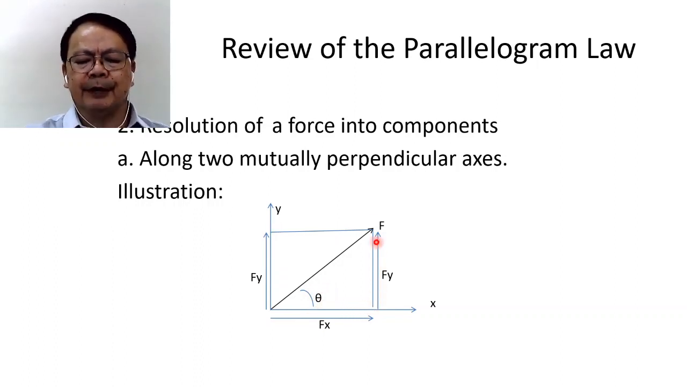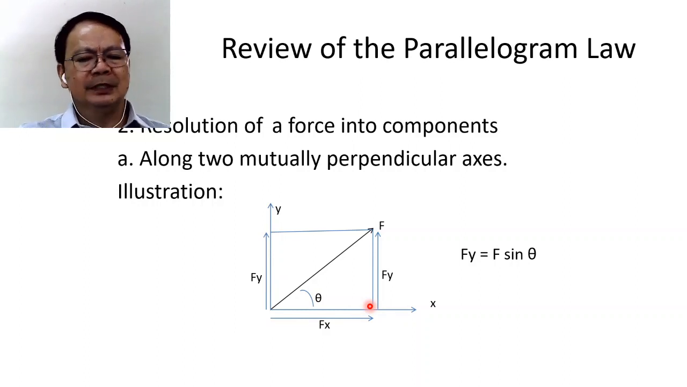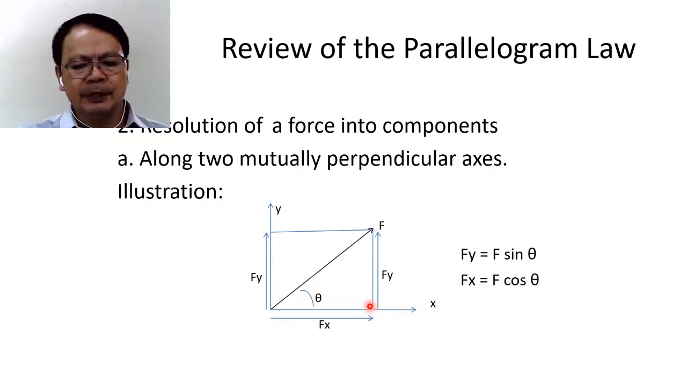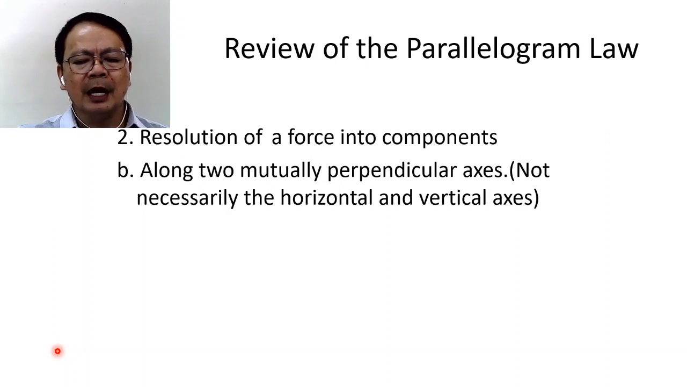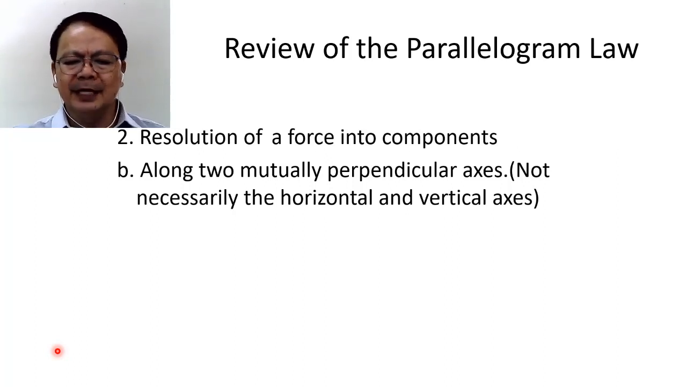And because we have here a right triangle, using the functions of a right triangle, we can use F sub y being equal to F sine of theta, whereas F sub x shall be equal to F cosine of theta. Now what if the force is to be resolved into components that are mutually perpendicular but not necessarily the horizontal and vertical axes? Take note, mutually perpendicular but not necessarily the horizontal and vertical axes.